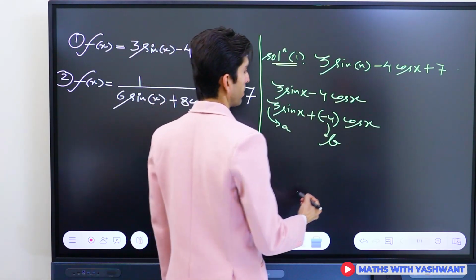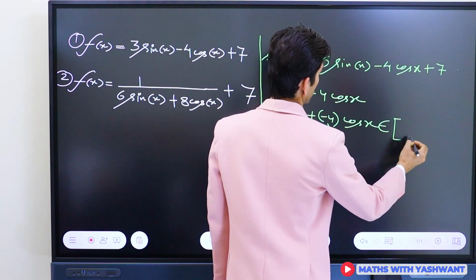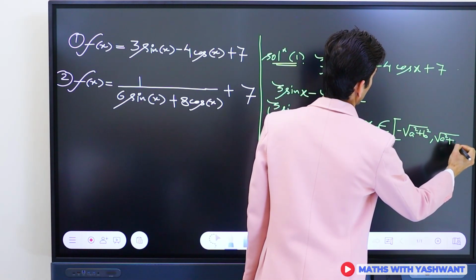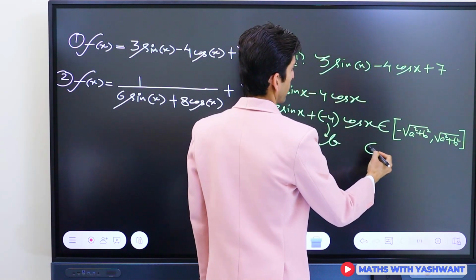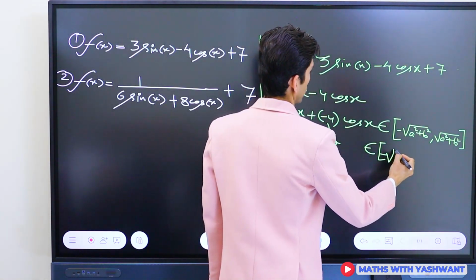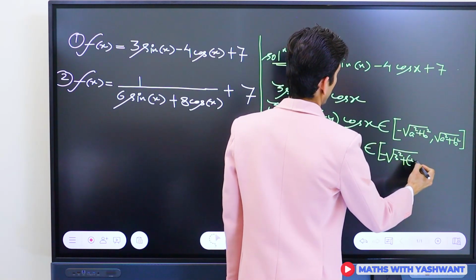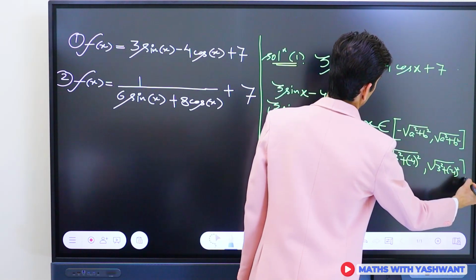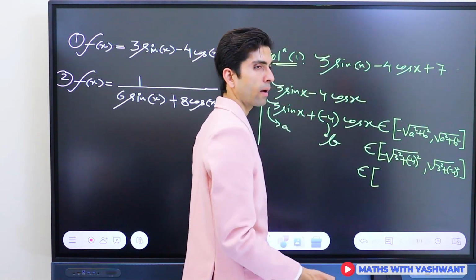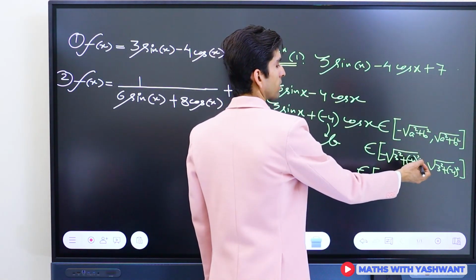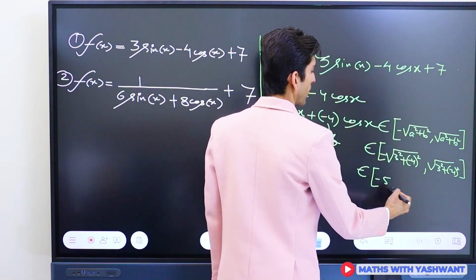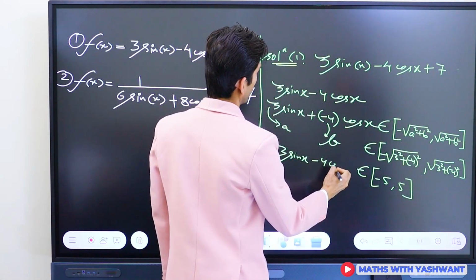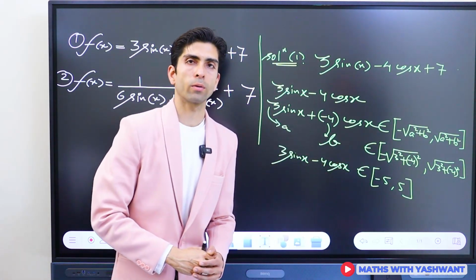So a is 3 and b is negative 4. So the range will be negative square root of a square plus b square to positive square root of a square plus b square. We put the values of a and b. So we have 3 square and negative 4 square. Now if we simplify this, 3 square is 9, negative 4 square is 16. 9 and 16 is 25, its square root would be 5. So we have negative 5 to positive 5. So the range of 3 sin x minus 4 cos x comes out to be negative 5 to positive 5.